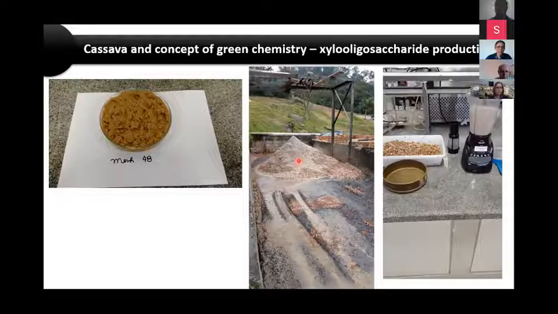Our group is facing a quite challenging task to produce XOS from cassava peel, because there is too much starch. So basically our group has been trying to remove this starch from the cassava peel. We have been trying some low-cost approaches and have made some progress, I would say, but we are not that close to producing xylooligosaccharides from cassava peel right now.